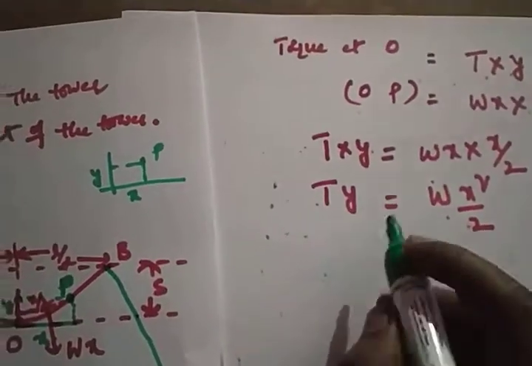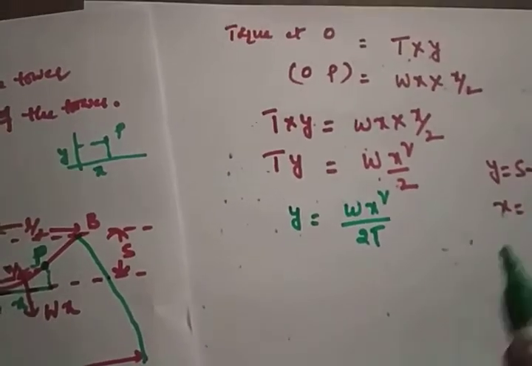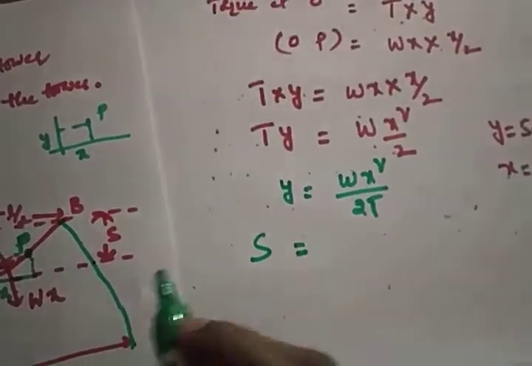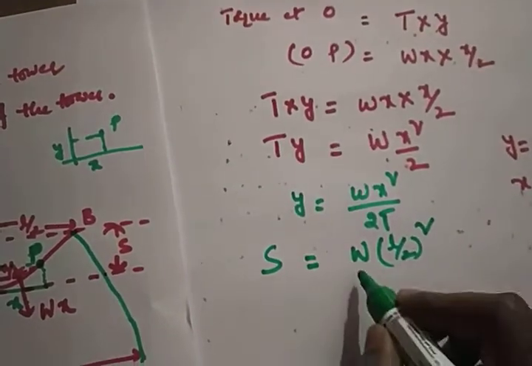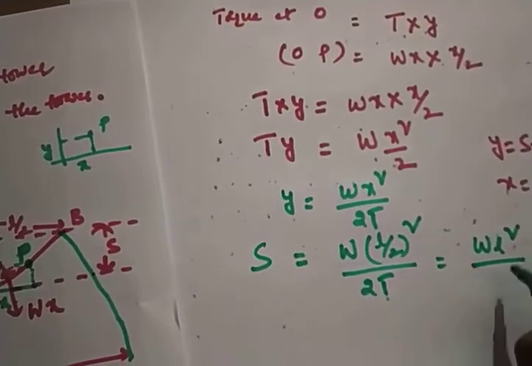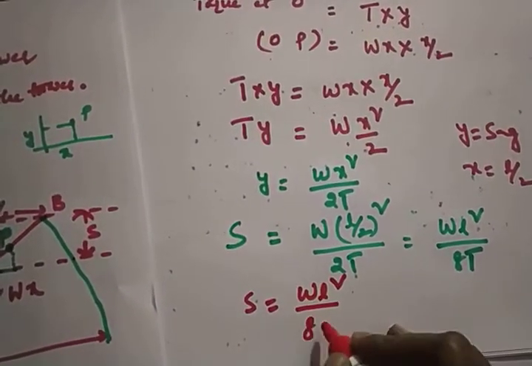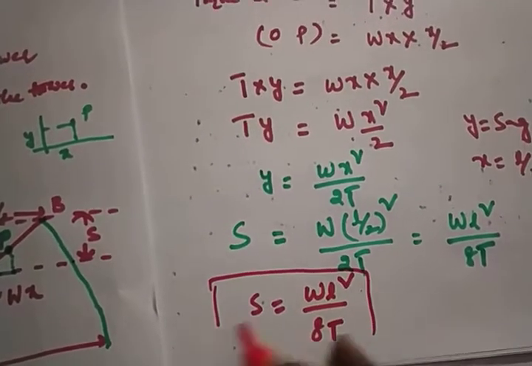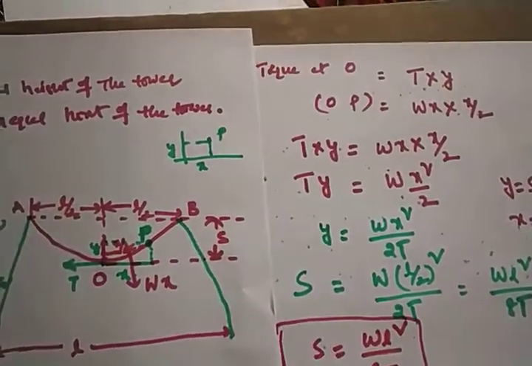Now substitute. From this, what is y? y is equal to Wx square by 2t. So y, which we call the sag, is equal to W into the x value, L by 2, whole square, by 2t. So what is that? W L square by 8t. So what is the sag equation? S is equal to W L square by 8t. This is the formula for the sag for equal height of the towers.